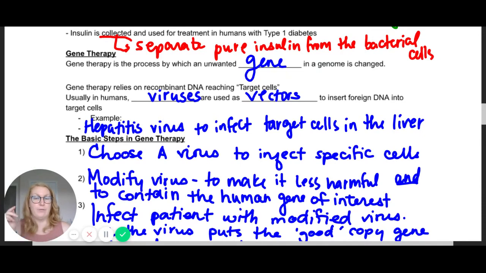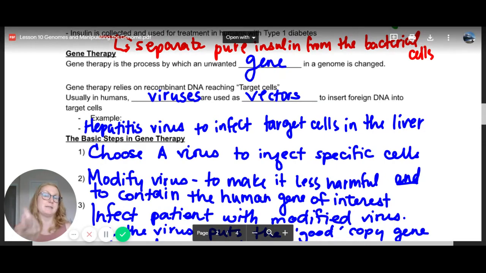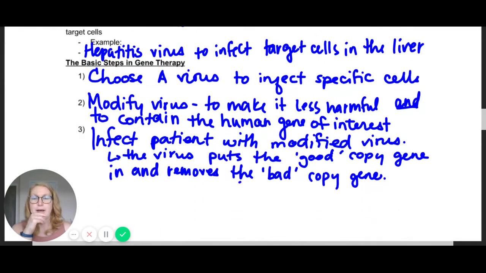So if we wanted our vector to insert a cell into specifically the liver, we could use hepatitis as a vector. So here's just the basic steps. The first one is to choose a virus to infect specific cells. So if my goal was, for example, to infect the liver, I would choose hepatitis because that already infects that type of cell. Then I would modify the virus. So I would make the virus less harmful by removing certain components of it. And I would also put in the human gene that I eventually want it to input into the person's genome.